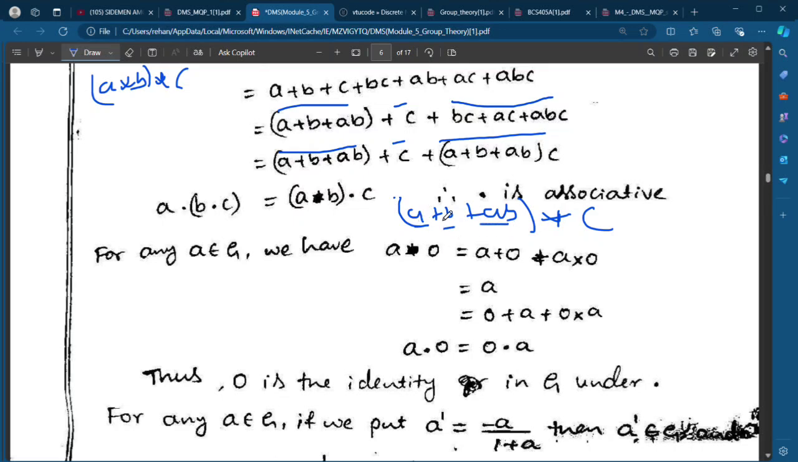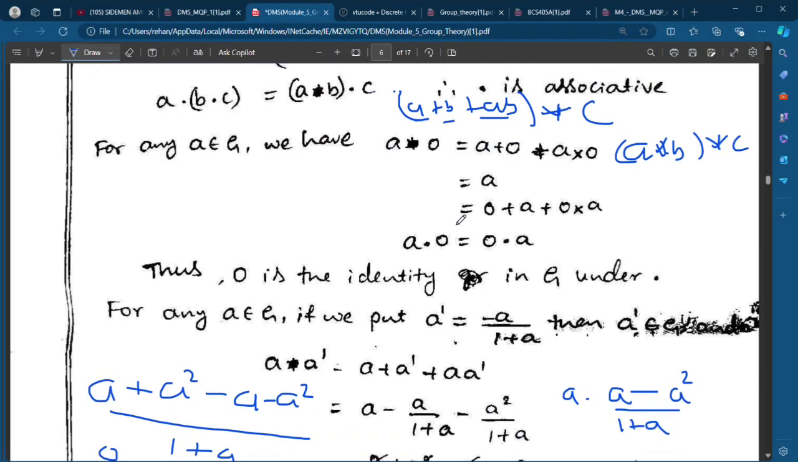Then again, further I can first write like this. Now you see, this is my A, this is my B, this is AB. So I can write it as A composition B. So inside the bracket it will become A composition B composition C. That's it. So I have proved it now.